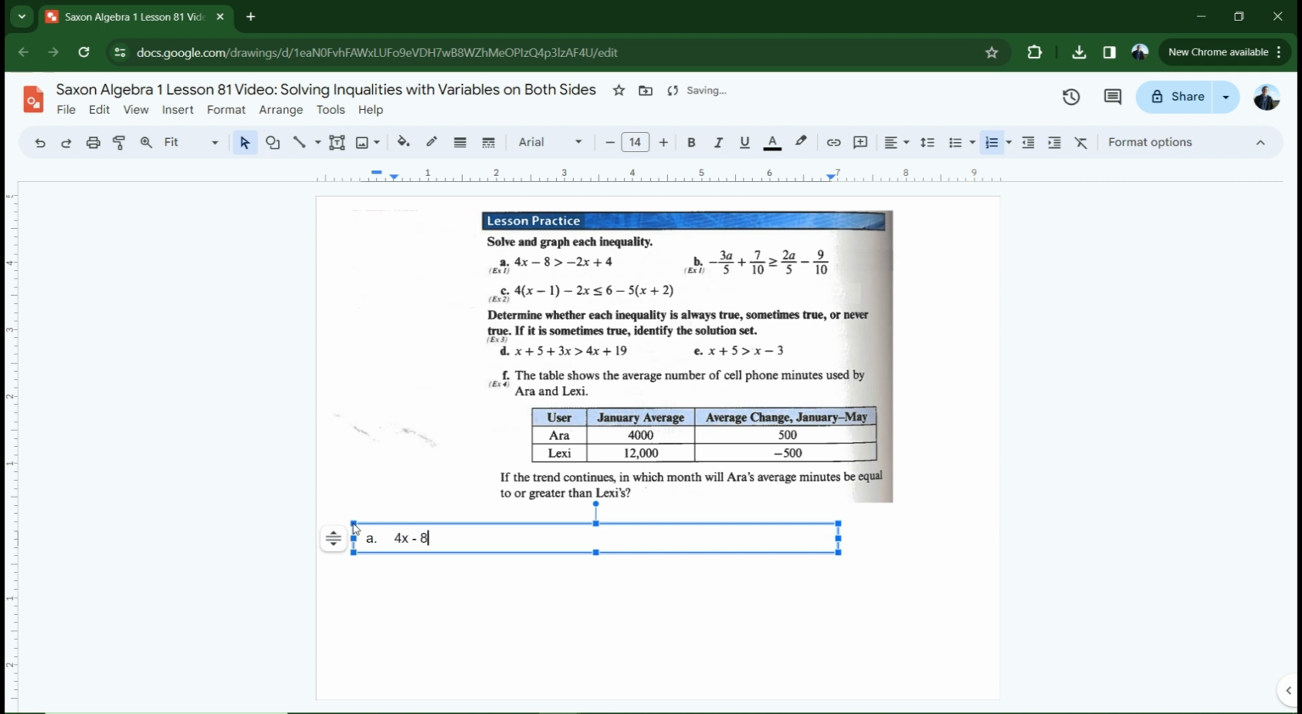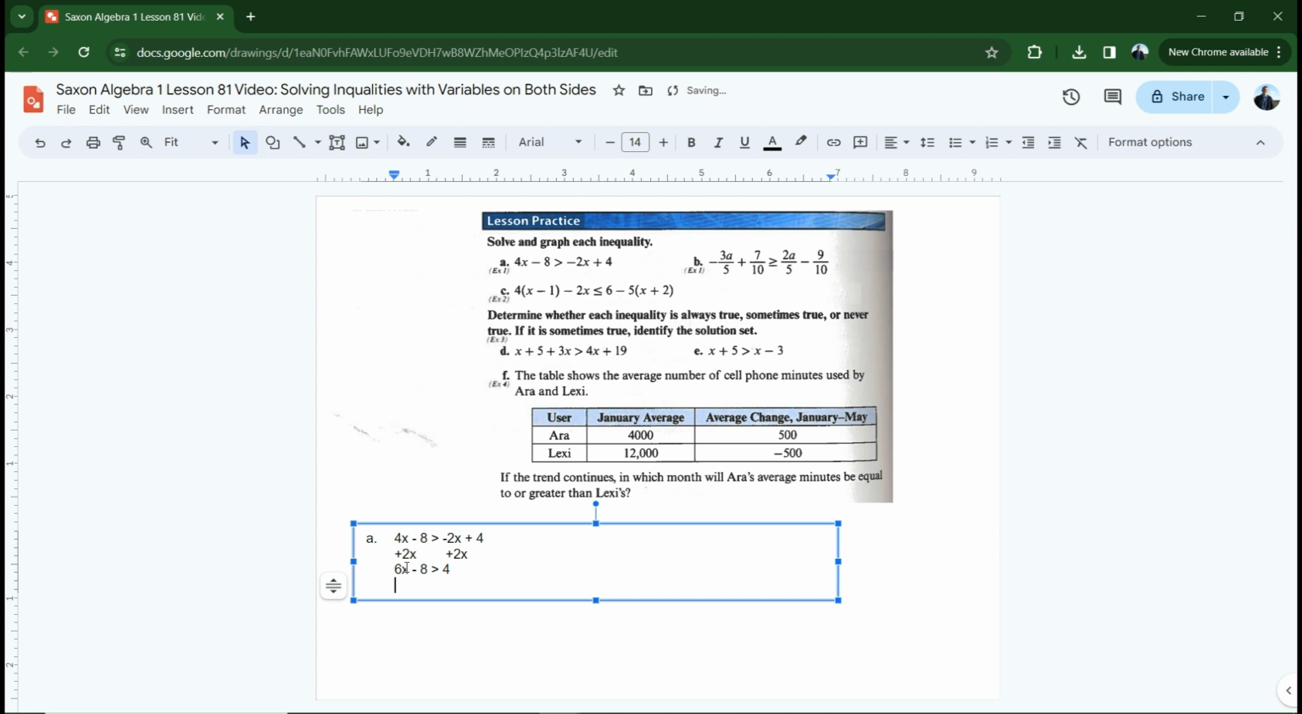So we have 4x minus 8 is greater than negative 2x plus 4. I'm just going to add 2x to both sides, and that's going to get rid of it off the right-hand side, plus 2x. So we're going to have 6x minus 8 is greater than 4. Notice now I have x on one side. So the first step is to get my variable term on just one side of the equation.